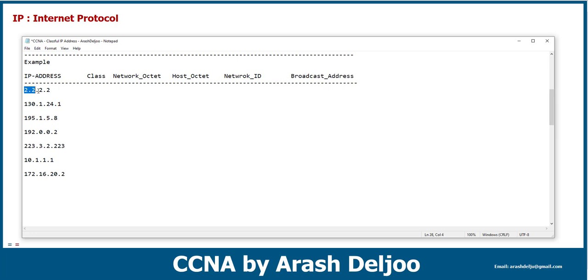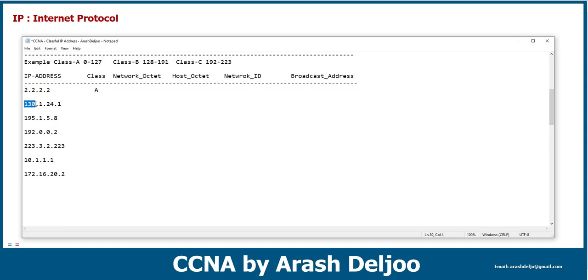First, quad 2. Quad 2 is residing in class A. You know it. Why? Because 2 is between 0 to 127. Let me write here class A, okay, this is class A, 0 to 127. And after that, class B between 128 to 191. After that, class C between 192 to 223. That's it. Because 2 is between 0 to 127, this is class A.